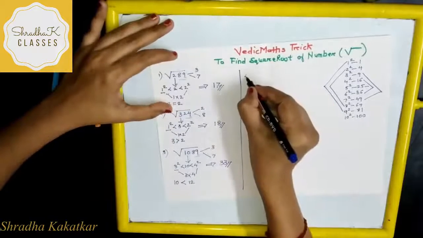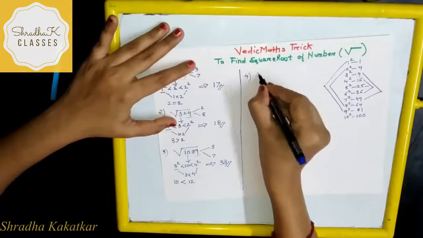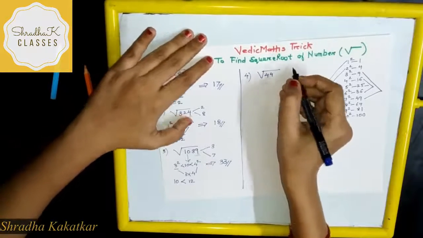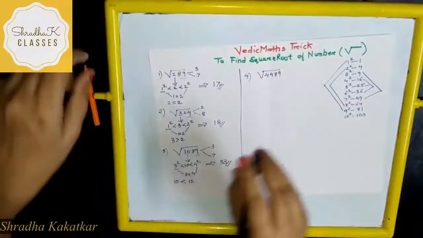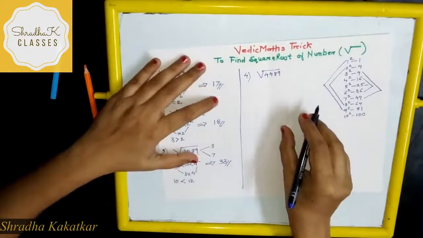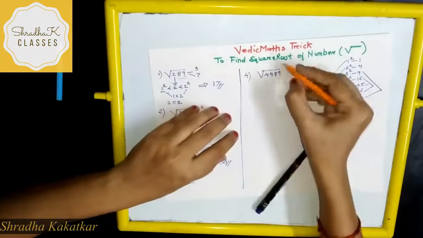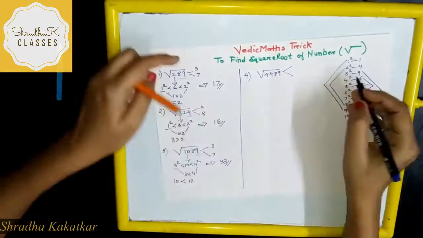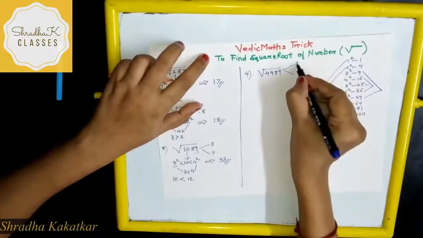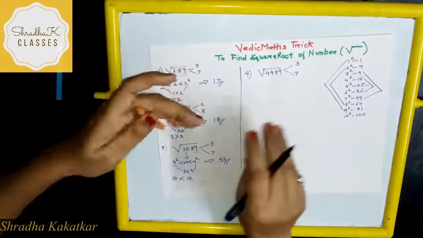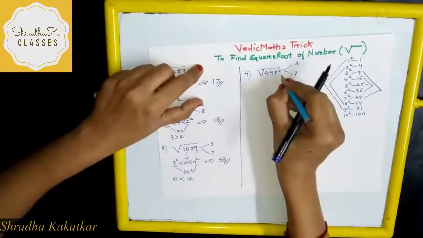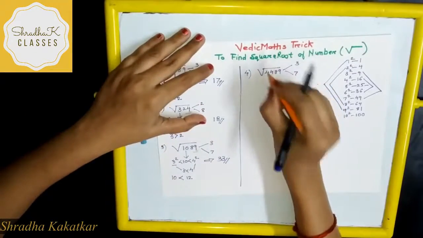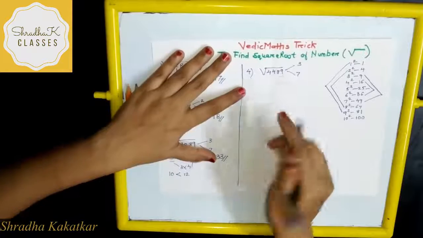Next, let's take the square root. Let's try finding out 4489. So, what we will do again is the same. This 9, which square of which number ends with 9 again? 3 and 7, right? Now what is the next step? Next step is to leave 2 digits, right? Then third step is jump to the other numbers.